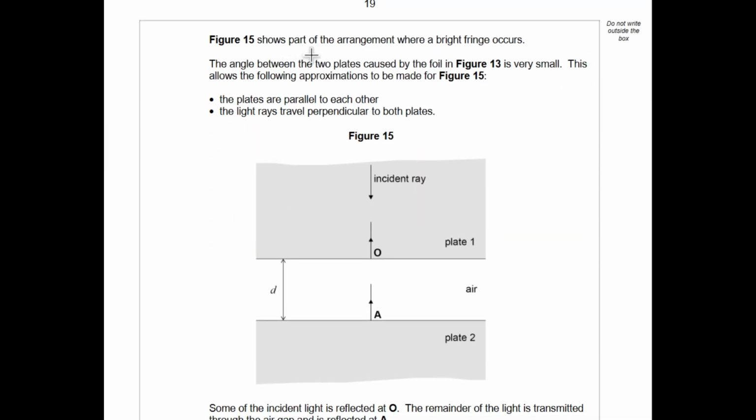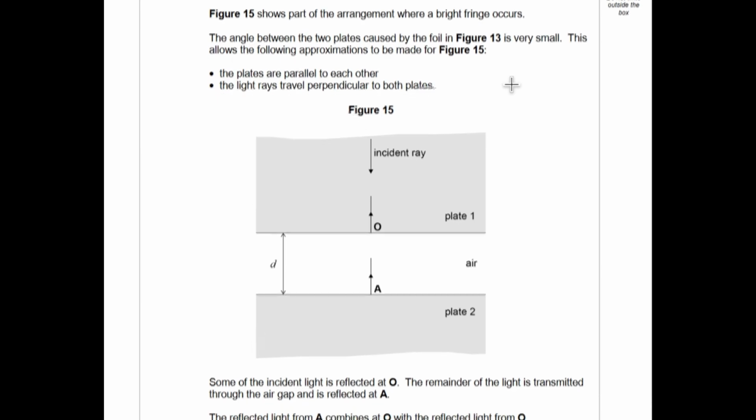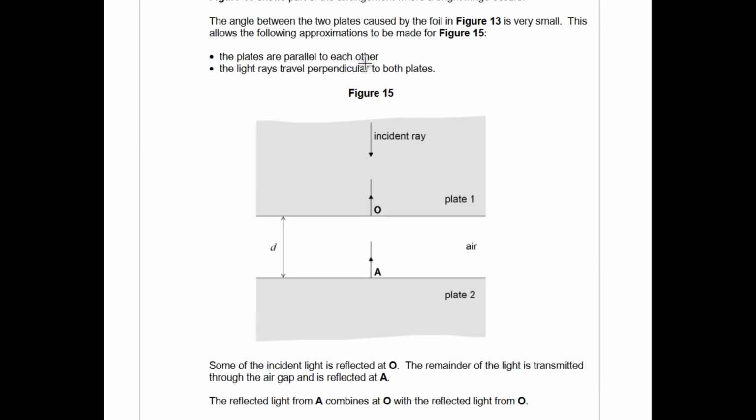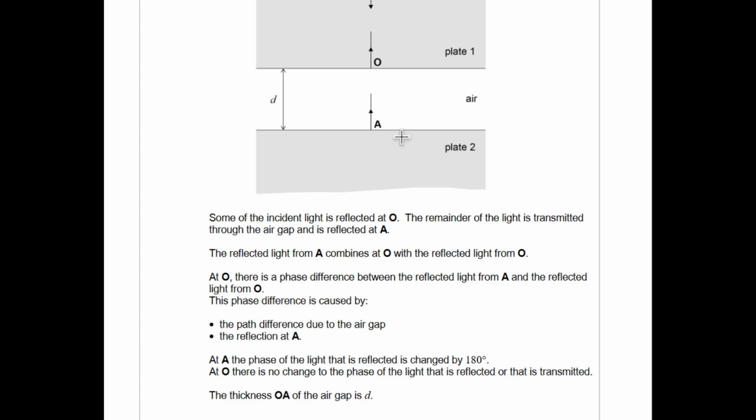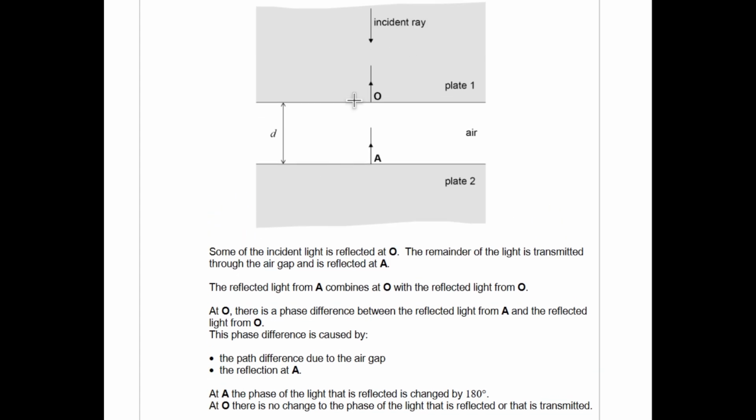Figure 15 shows part of the arrangement where a bright fringe occurs. The angle between the two plates is called... Okay, right. So the plates are parallel to each other. Light rays travel perpendicular. Some of the light is reflected at O. The remainder of the light is transmitted through the gap, so it goes all the way down and comes back up. So that's a total distance of 2D.